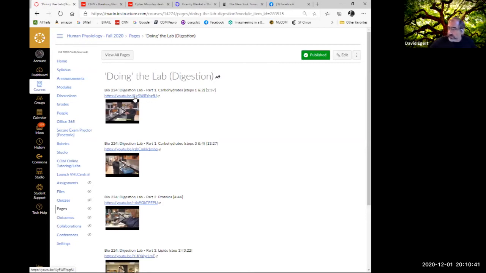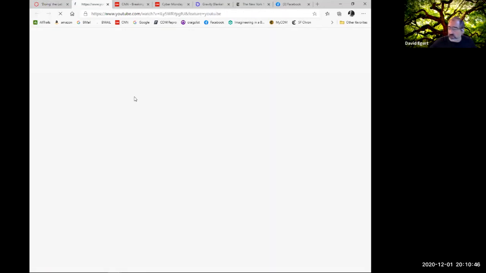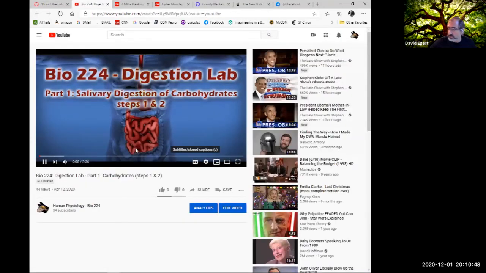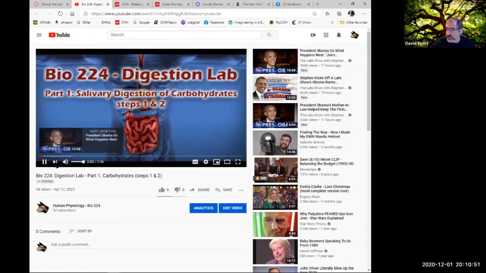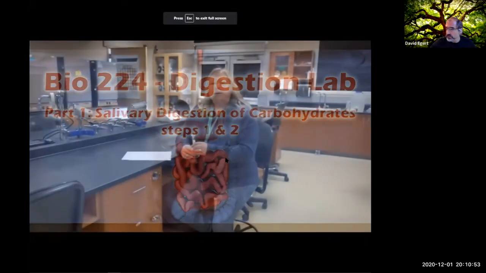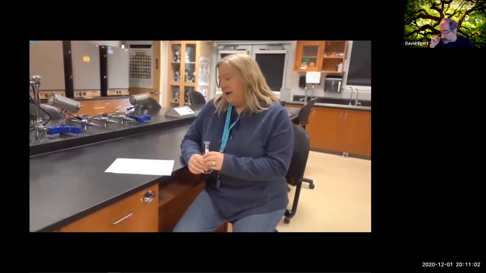Some of these I might speed up a little bit because of the time, but we're going to take a look at these. Okay, we're going to be going over part 1, salivary digestion of carbohydrates. And the enzyme we're using for this part of the digestive lab is salivary amylase. And the source of that is our saliva. So it says to collect 7 mils of your own saliva in a graduated cylinder.